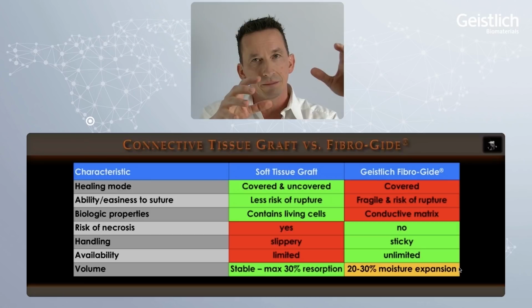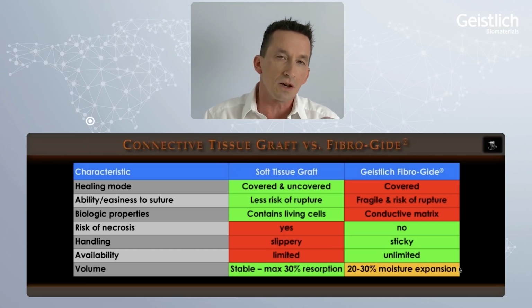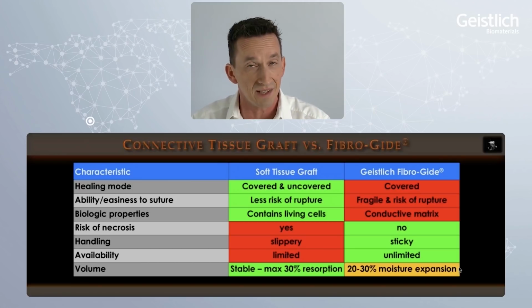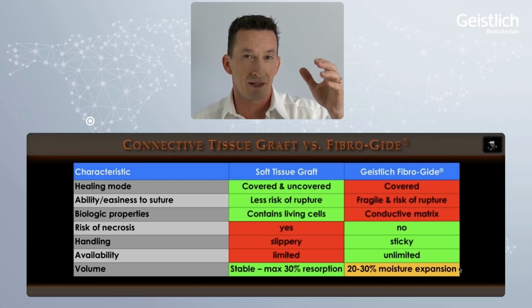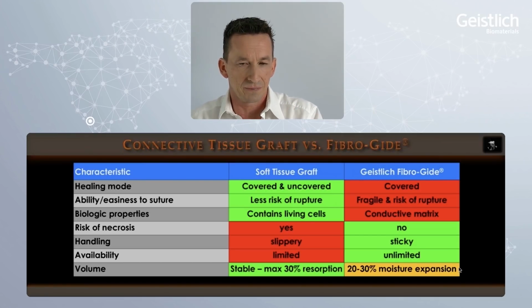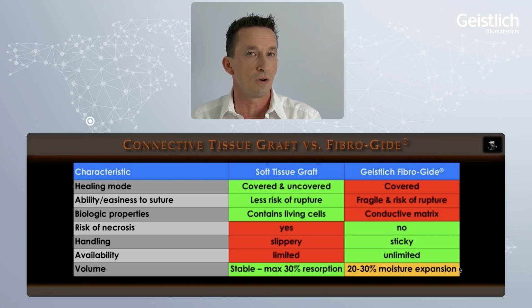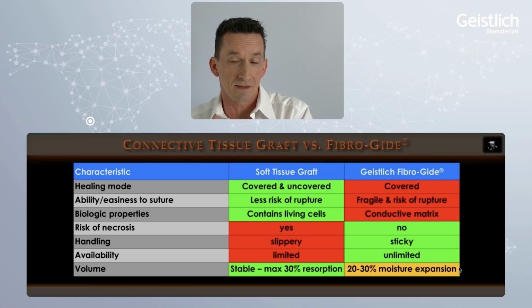If we compare a soft tissue graft on one side and the Fibro Guide on the other side, we have to say the soft tissue graft has one real advantage. It may be uncovered up to 30%, which gives us the possibility to gain also keratinized tissue. The Fibro Guide has to be covered. The disadvantage of the Fibro Guide is that it is fragile, with a risk of rupture. That's the reason why I showed you the new suturing technique, which is easy to learn, but you have to know new materials need new techniques.